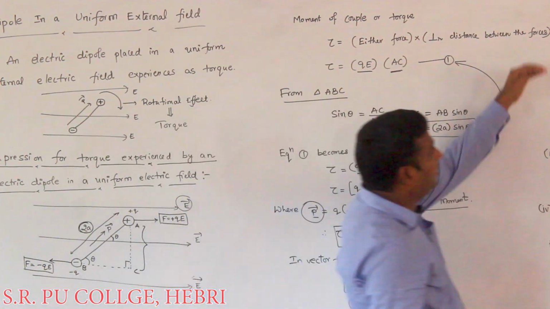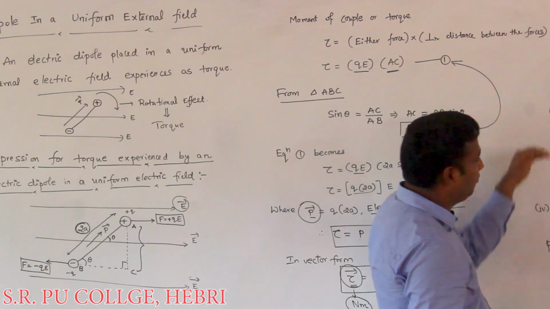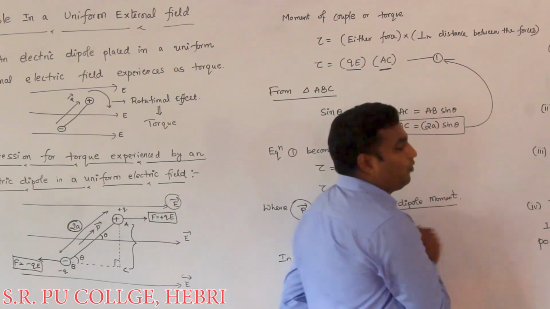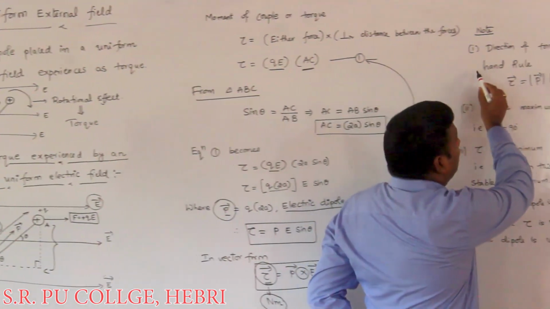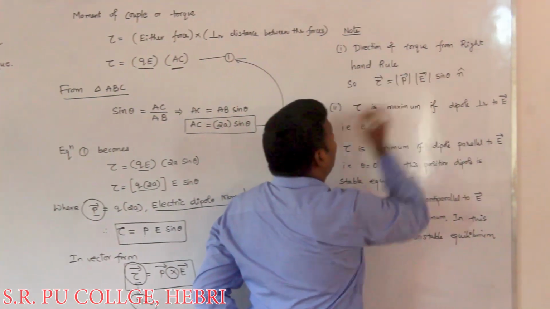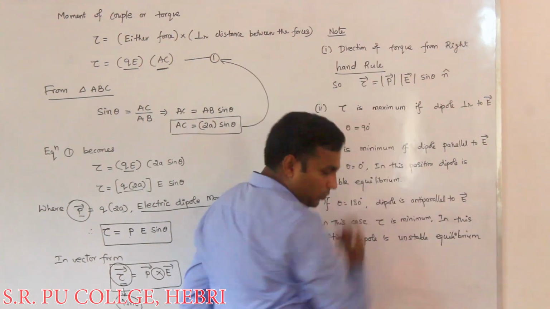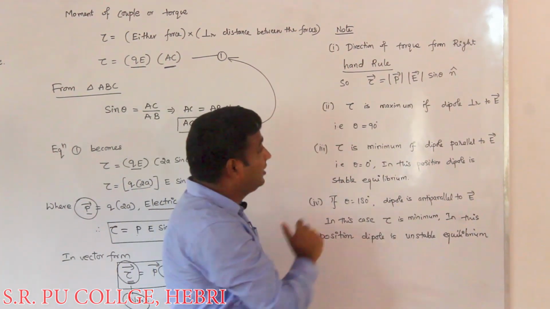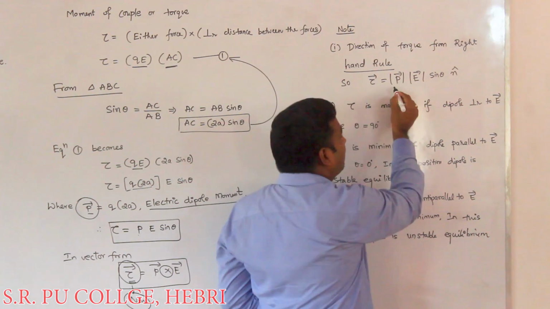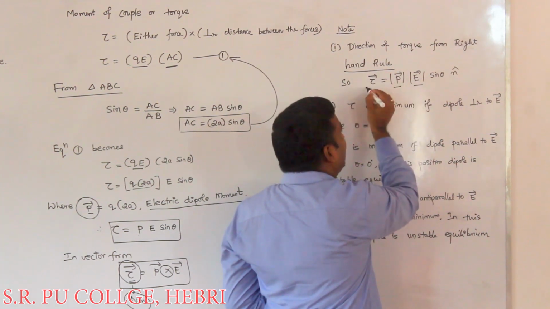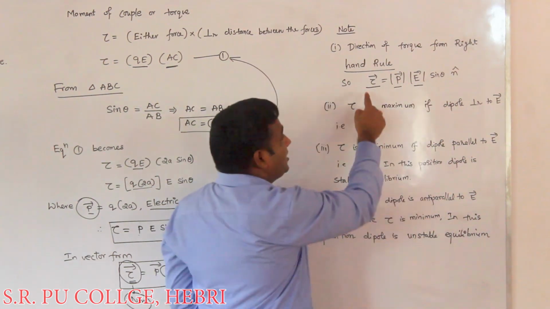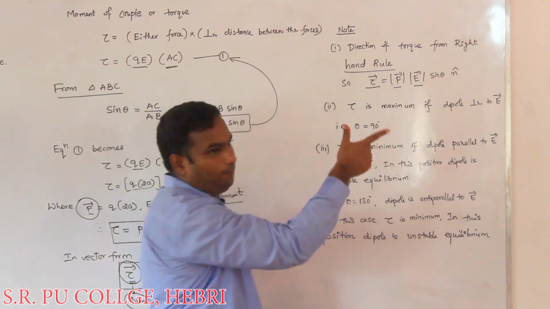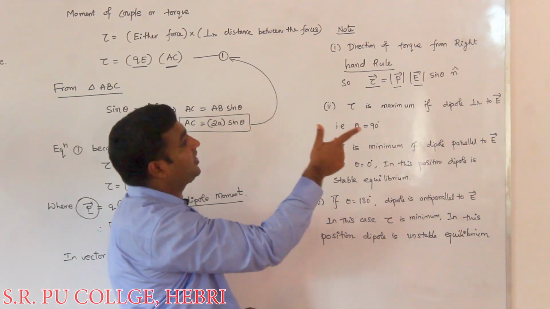Next, under torque we can see a number of important notes. The first important note is that the direction of torque can be indicated by the right hand rule. There are three vectors: P vector, E vector and tau vector. All these three vectors are mutually perpendicular, as given by the right hand rule.